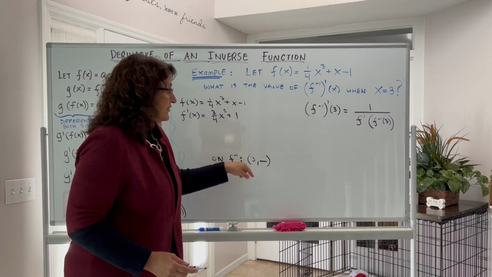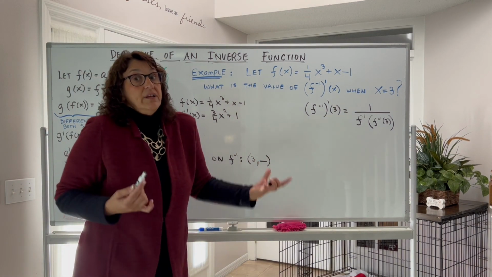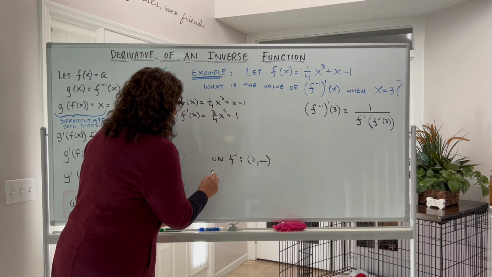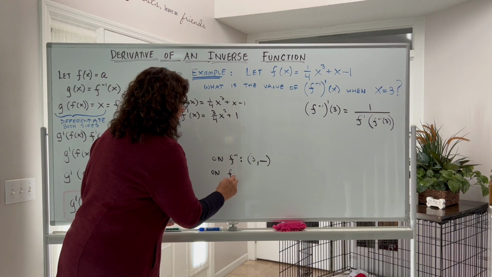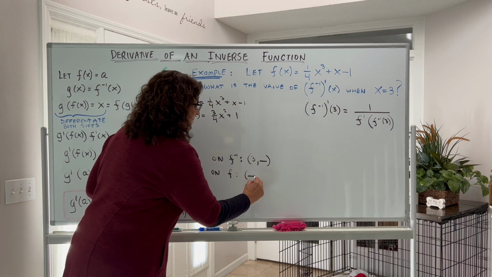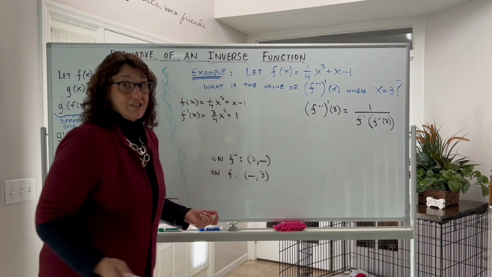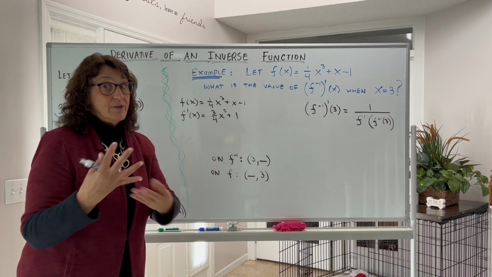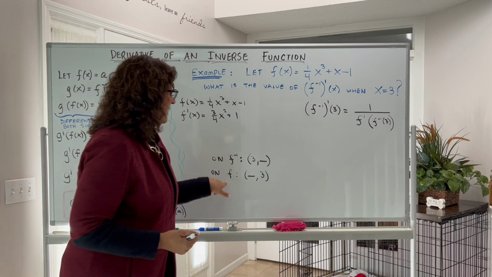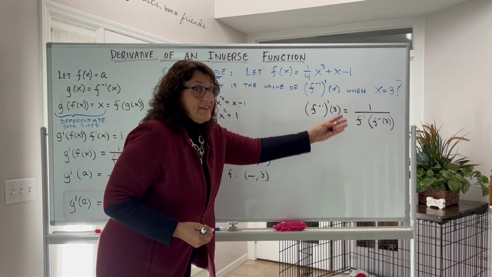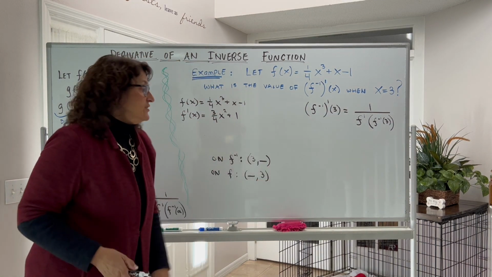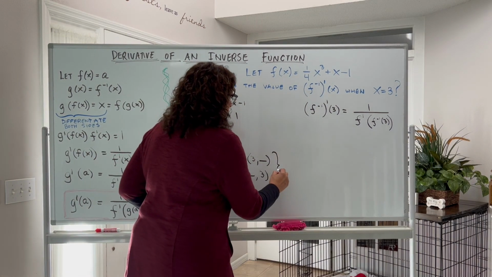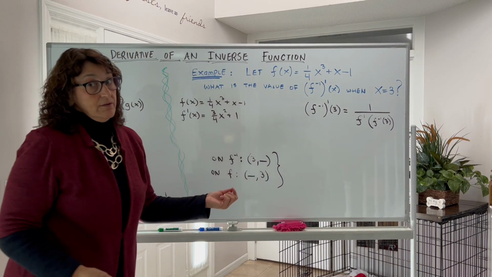So on the inverse, if (3, ?) is on the inverse, then what's on the function? On the function, (?, 3) is on the function, because if (a, b) is on the inverse, then (b, a) is on the function. So if x is 3 on the inverse, then that's the y on the function. We're going to use this information because we know what the function is.